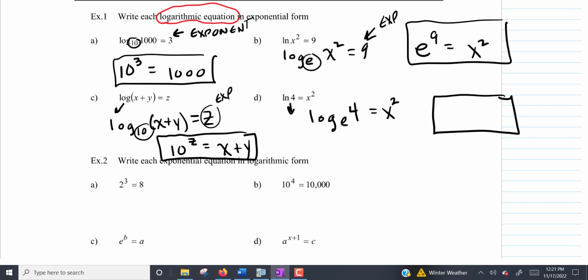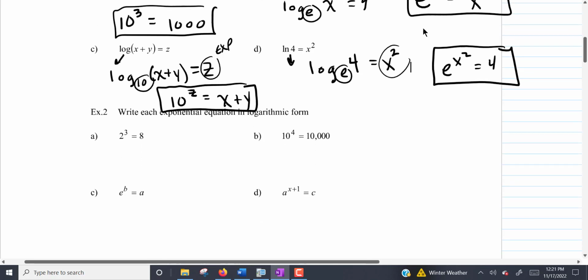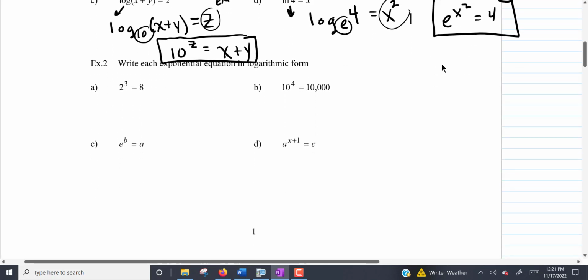e to the x squared is equal to 4, okay? The little subscript e is the base. What it's equal to is the exponent, and then that's equal to 4. That's how that goes. All right, you guys okay with that? You'll learn why we're doing this in just a minute, but you have to start here.